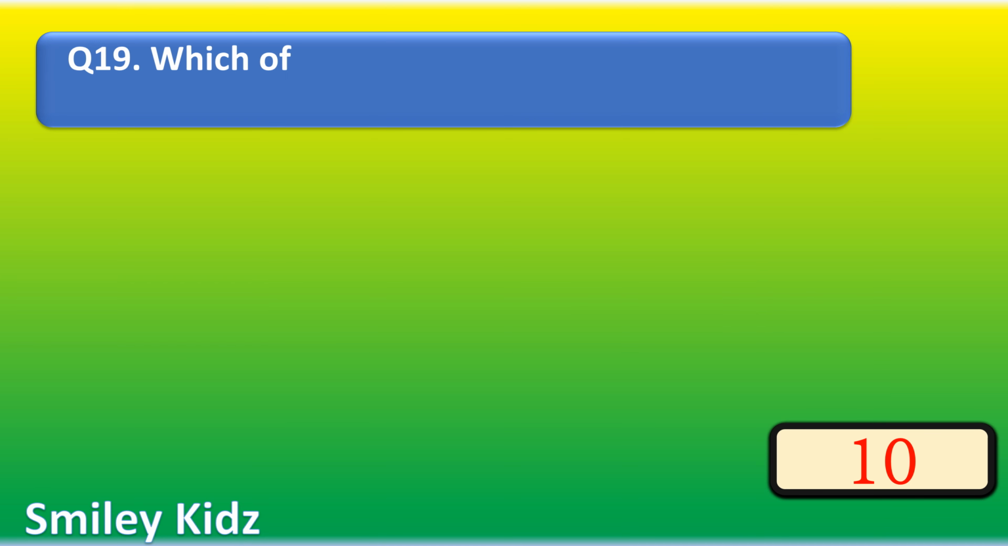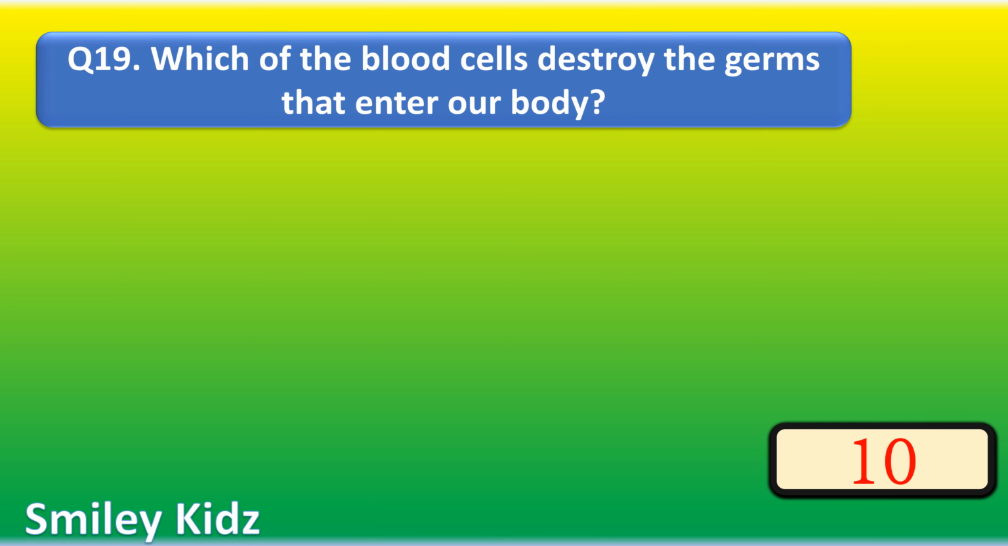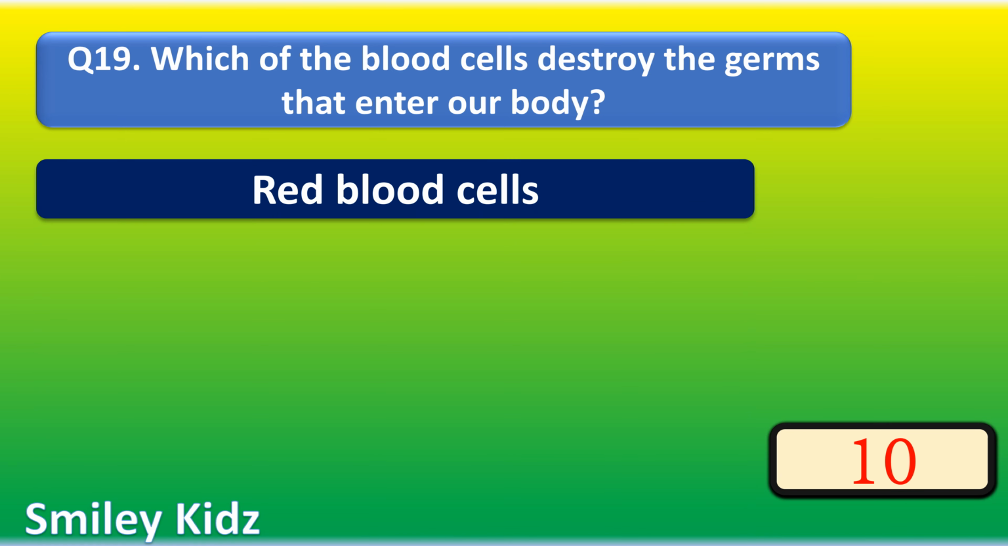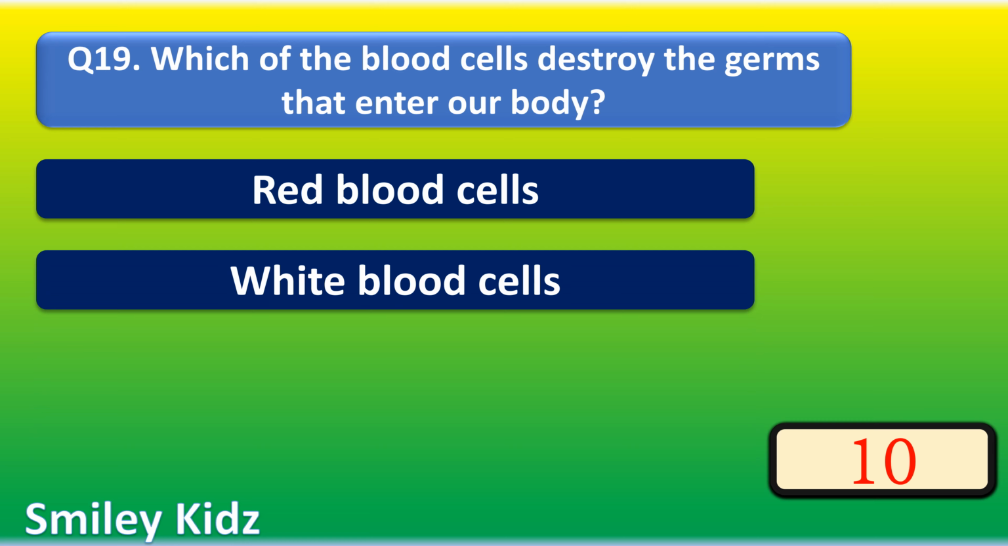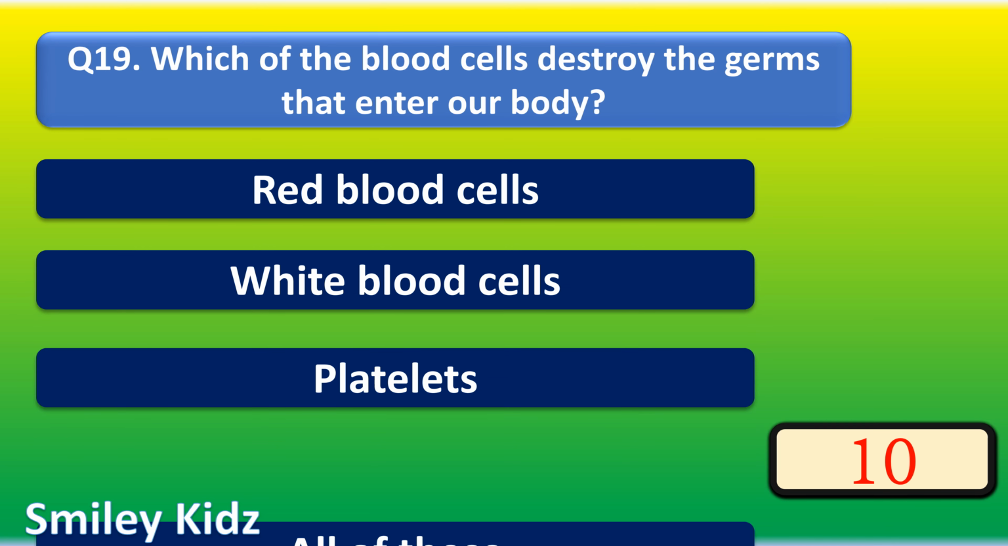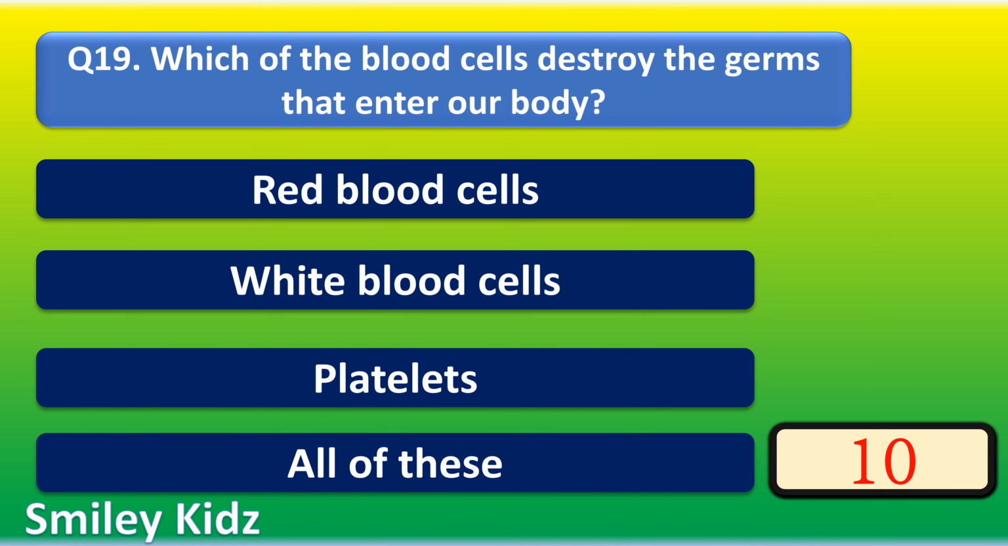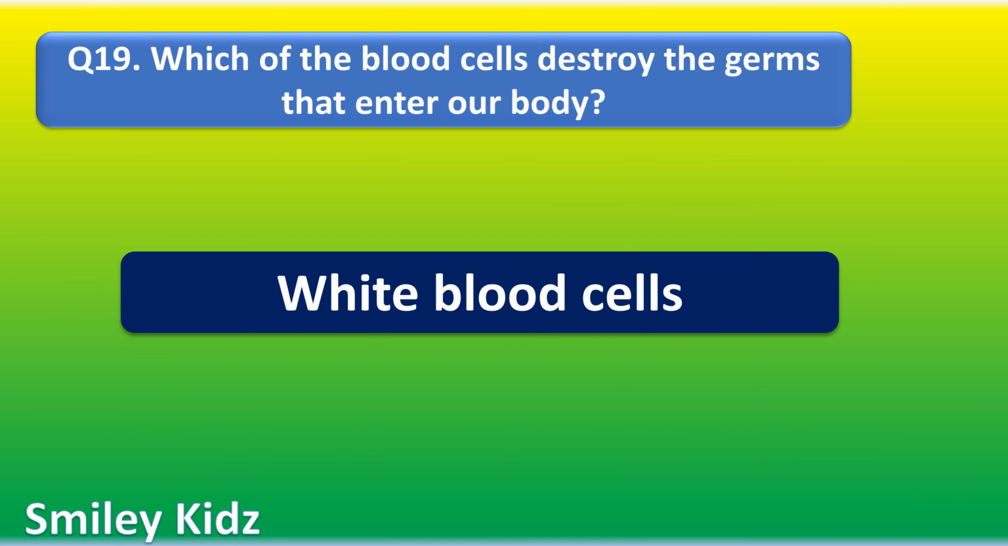Moving to question number 19. Which of the blood cells destroy the germs that enter our body? Option A, red blood cells. Option B, white blood cells. Option C, platelets. And option D, all of these. Your time starts now. Your time is up. And the right answer is white blood cells. White blood cells destroy the germs that enter our body.